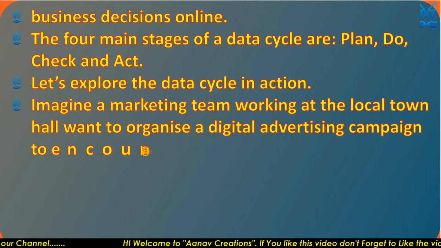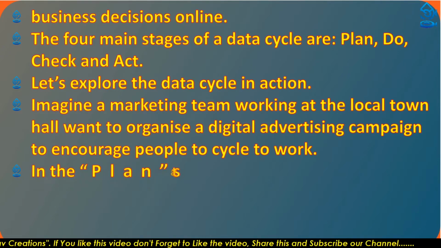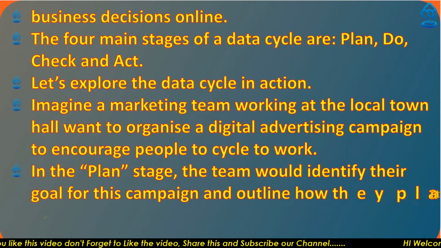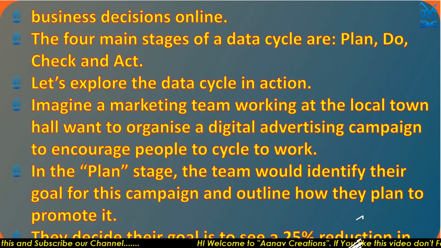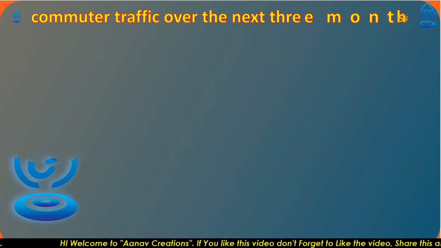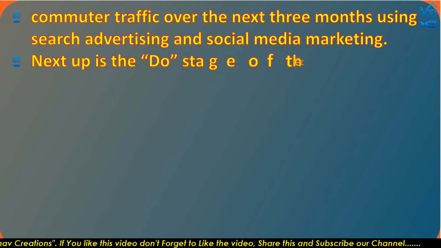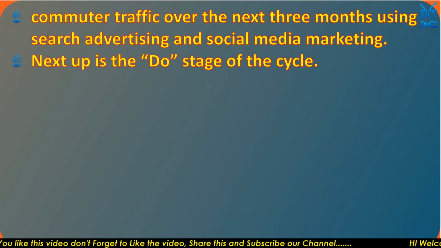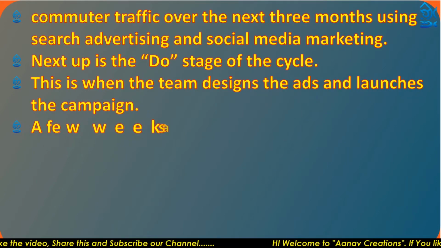Imagine a marketing team working at a local town hall wants to organize a digital advertising campaign to encourage people to cycle to work. In the plan stage, the team would identify their goals for this campaign and outline how they plan to promote it. They decide their goal is to see a 25% reduction in commuter traffic over the next 3 months using search advertising and social media marketing. The next step is the do stage of the cycle. This is when the team designs the ad and launches the campaign.